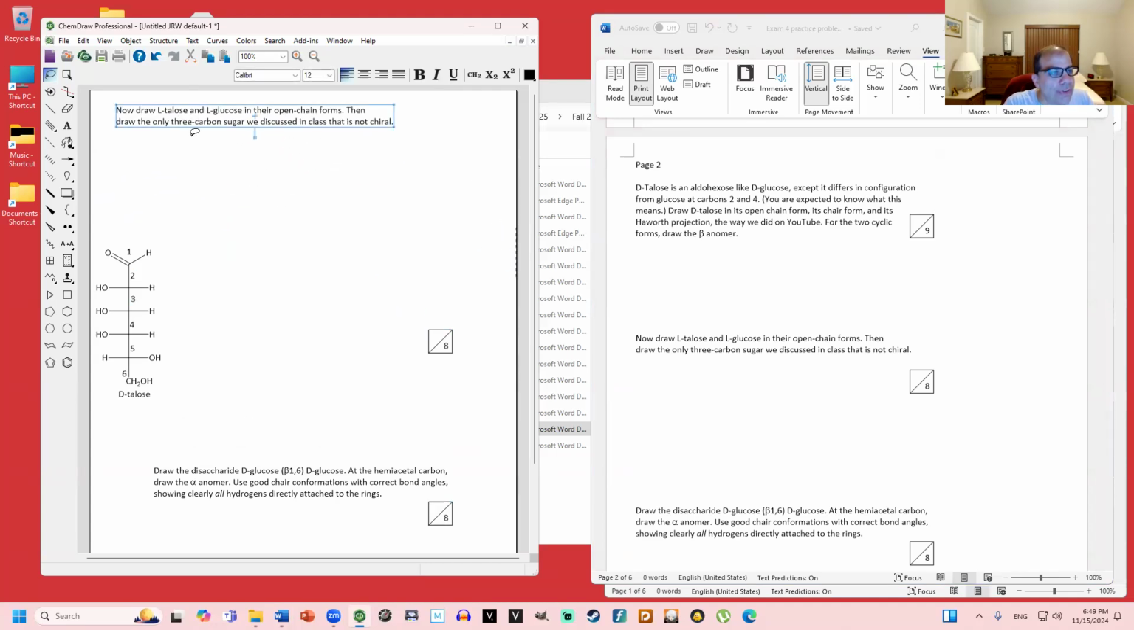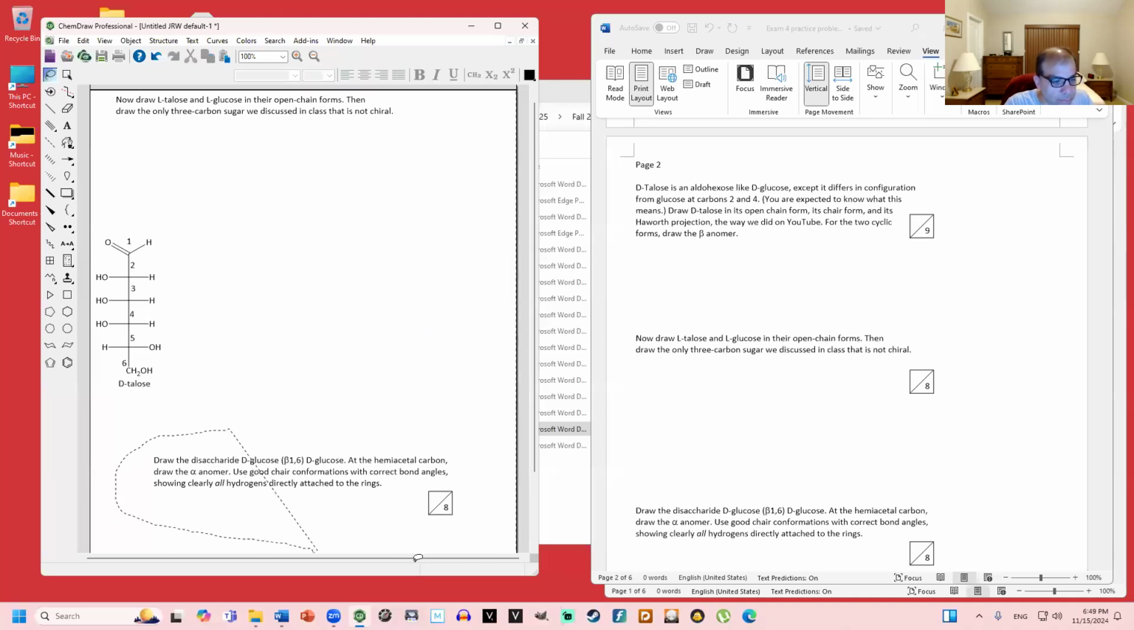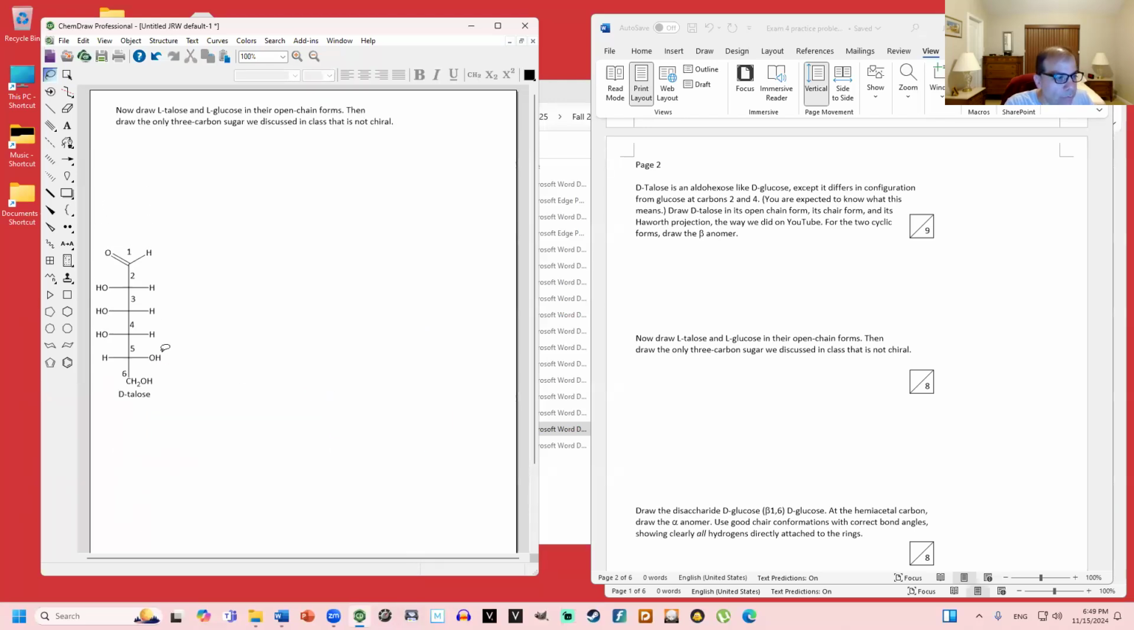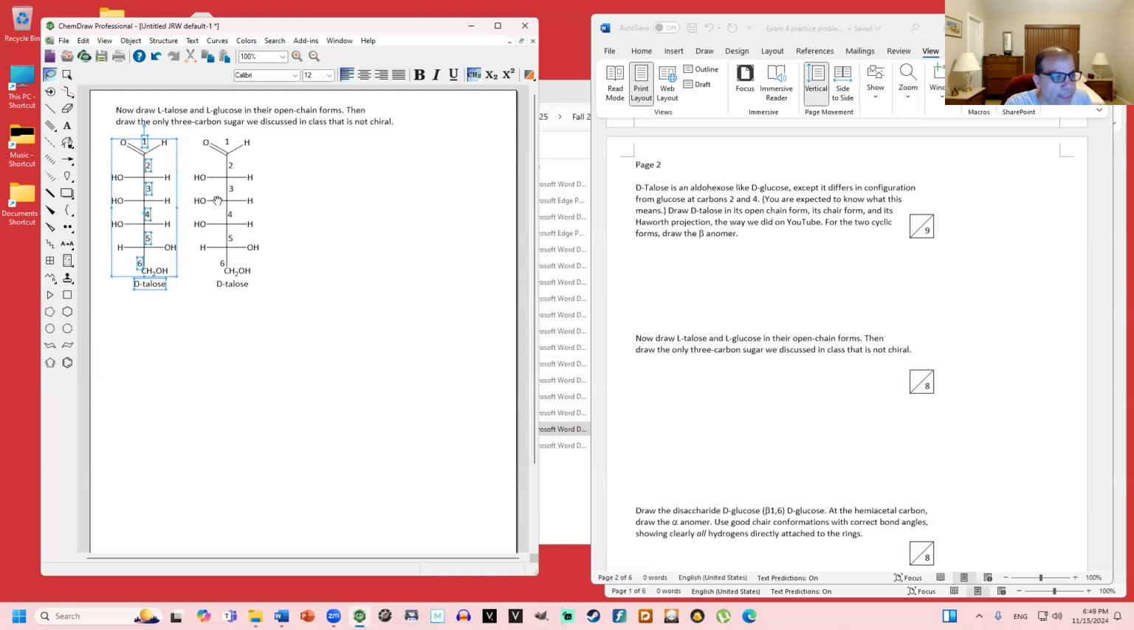Now draw L-Talos and L-glucose in their open chain forms. So there's D-Talos. L-Talos, and this is very important, would have all 4 chiral carbons switch their configuration. It's the enantiomer of D-Talos. A very common mistake that I see on exams is people will just switch the OH at carbon 5. That is not the enantiomer. That's a diastereomer.